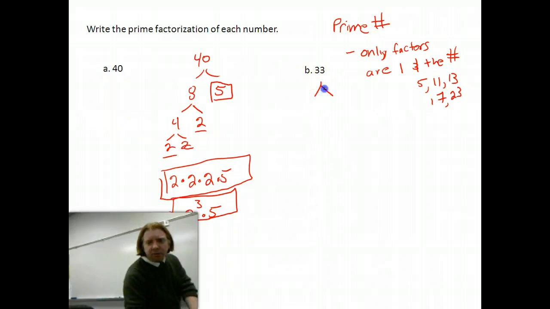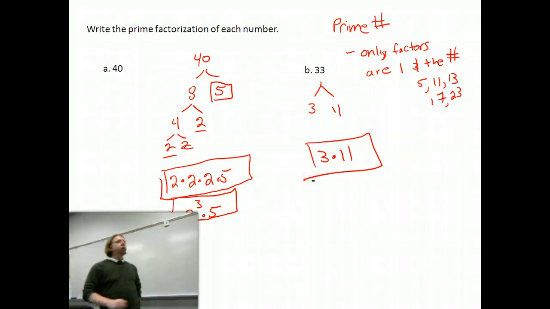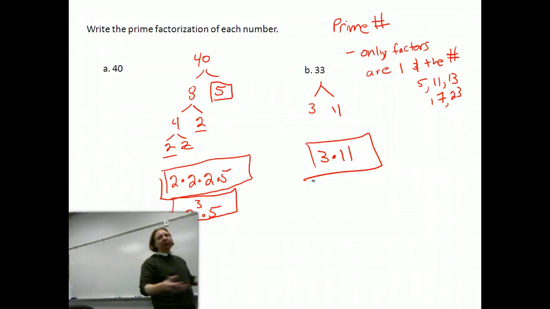33 is not too bad, because 33 is just 3 times 11, and we're done. Right off the bat, our first 2 obvious factors are both prime numbers, so we can't go any further with it.